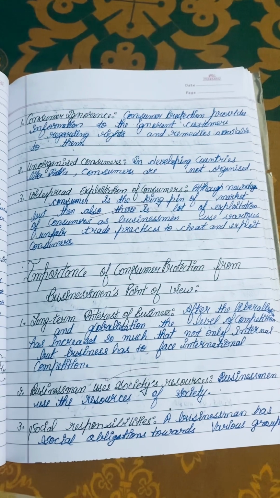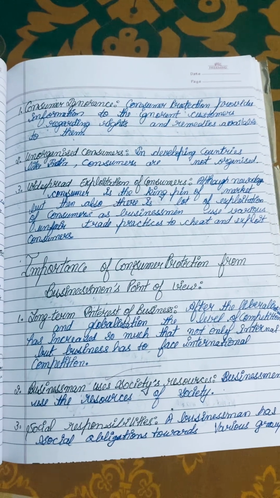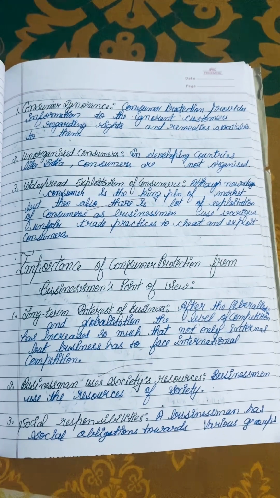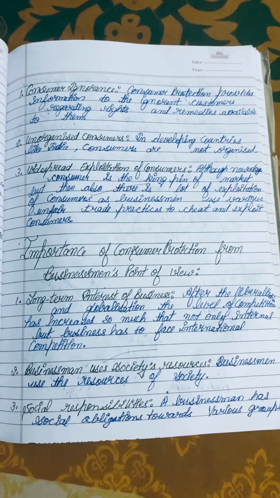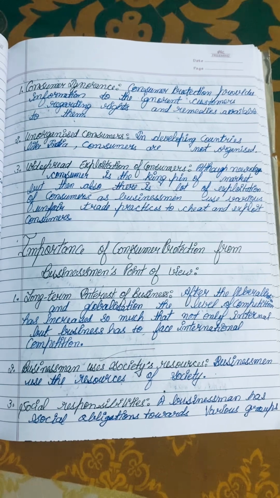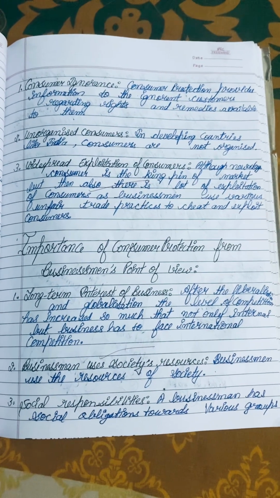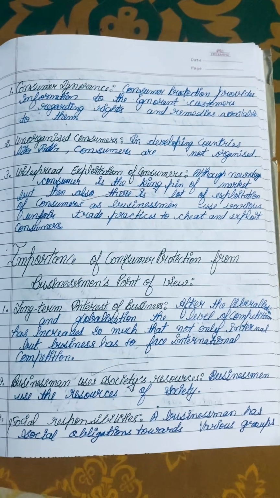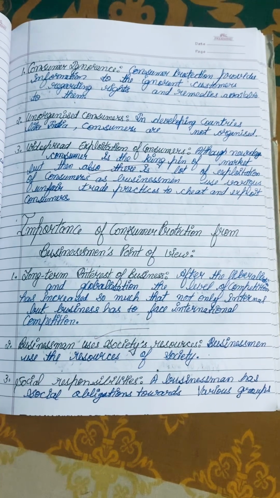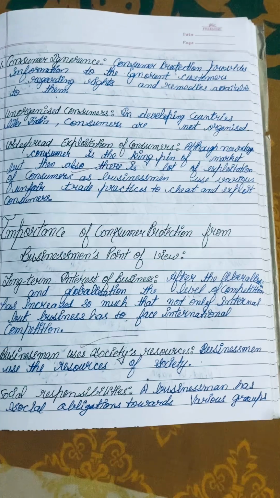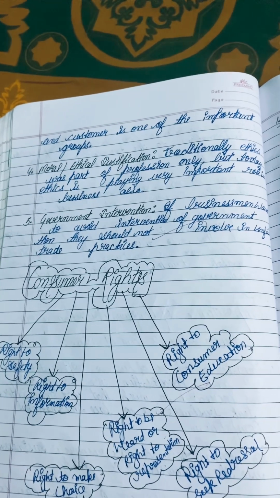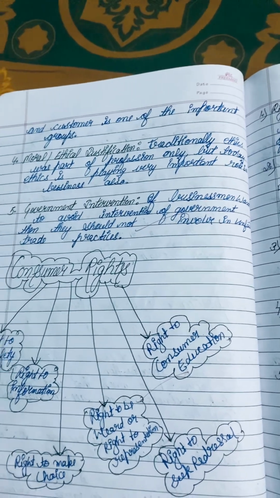Importance of consumer protection from the business point of view. Long-term interest of business. Businessman uses society's resources. Social responsibility. Moral and ethical justification, government intervention.